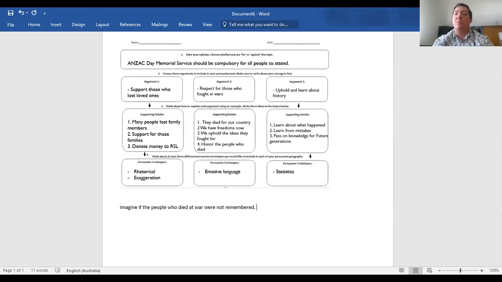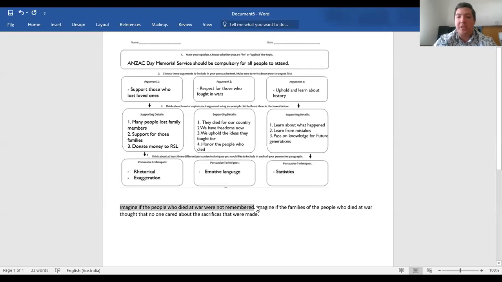Now we want to think of a couple more to really drive that point home. So I'm going to come up with another one now. Imagine if the families of the people who died at war thought that no one cared about the sacrifices that were made. So I've got two imagines now. I've got my first sentence beginning with imagine, and my second sentence beginning with imagine.